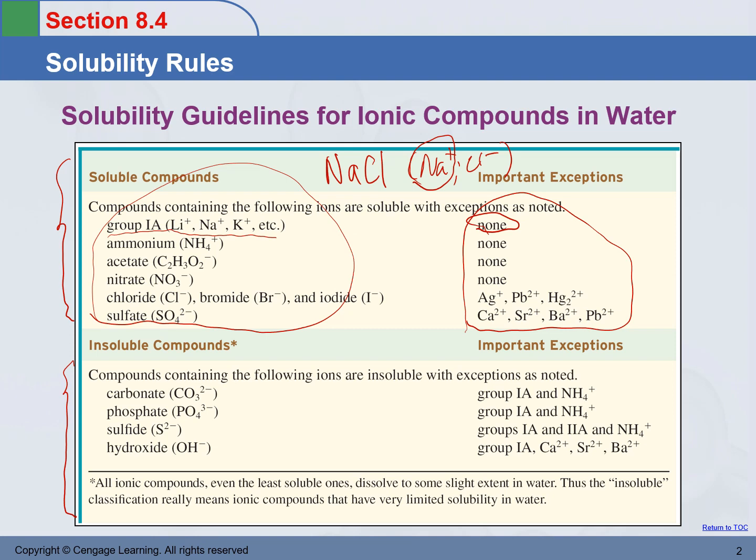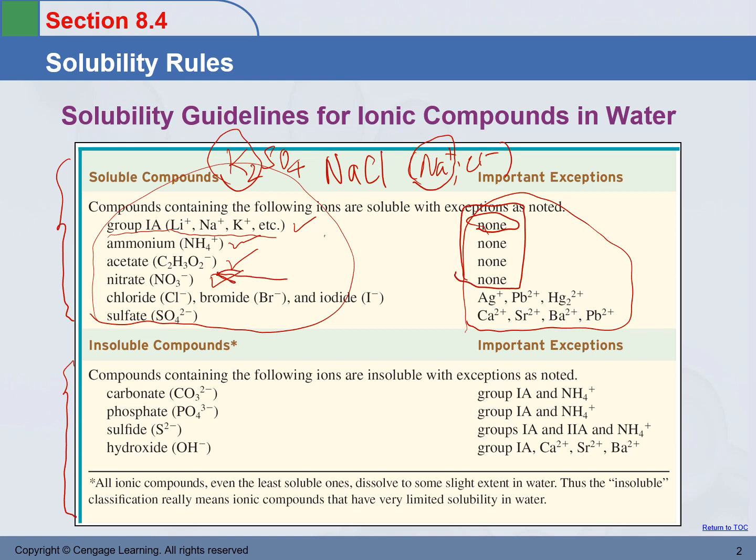There's no exception. Potassium sulfate, soluble because it has potassium ions in it. Make sense? So, group 1A metal, if the positive ion is ammonium ion, if the negative ion is acetate ion, if the negative ion is nitrate ion, they're all soluble. There's no exceptions. Let's talk about an example for this.